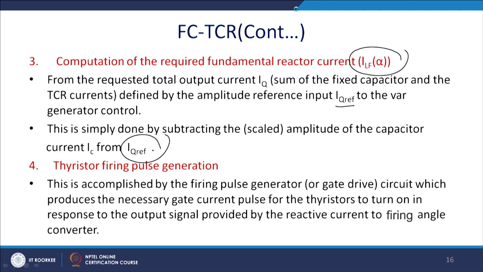Now, thyristor pulse generation. As I told you, you generate alpha, and from there you have a pulse generating circuit. This is accomplished by the thyristor pulse generator circuit or the gate driver circuit, which will produce the necessary gate pulses for the thyristor to turn on in response to the output signal provided by the reactive current to firing angle converter.